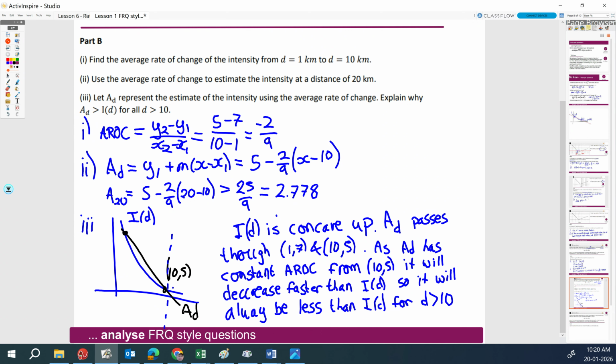Take a minute now to copy down my reasoning here. So I of D is concave up. A of D passes through the 2 points. As A of D has a constant rate of change, from 10,5 it will decrease faster than I of D, so it will always be less.